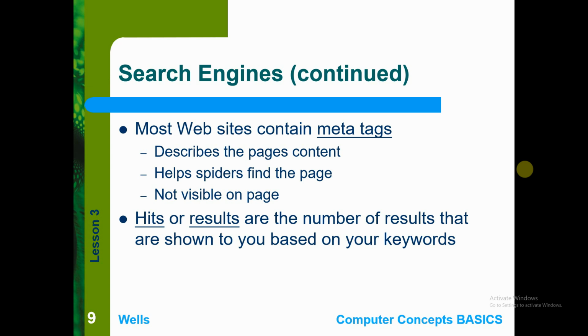And this defines the hits and results, the number of results that are shown to you based on your keywords. So it also depends on how you put out the meta tags, not only in the header meta tag options, but also within the document of the particular website or article.